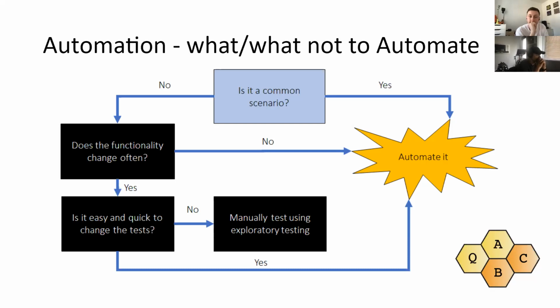We talk about whether it's a common scenario. If it is, automate it. You know, let's get it done. Automate it, get it out of the way. If the functionality changes often, then you've got to talk about why functionality is changing all the time. That's a separate conversation from automation, but if it doesn't change often, automate it. Why not? Then what we've got to talk about is if the functionality does change often, is it quick and easy to change the tests? If it is, change the test. That's fine. Once you change the tests, automate it. And if it's not, do manual exploratory testing.